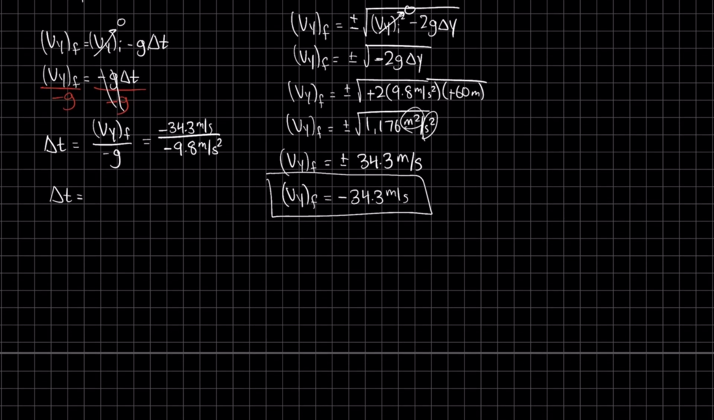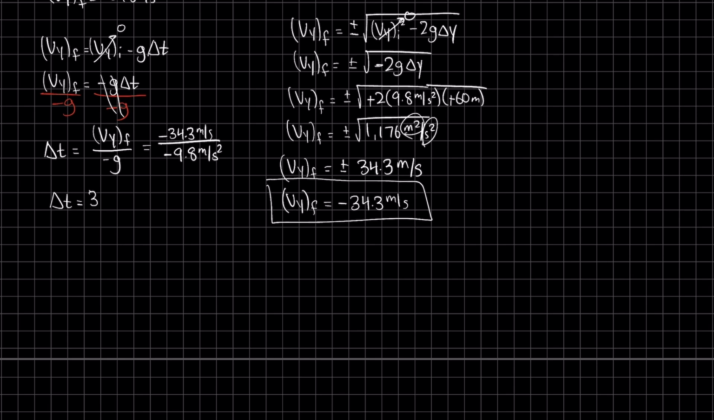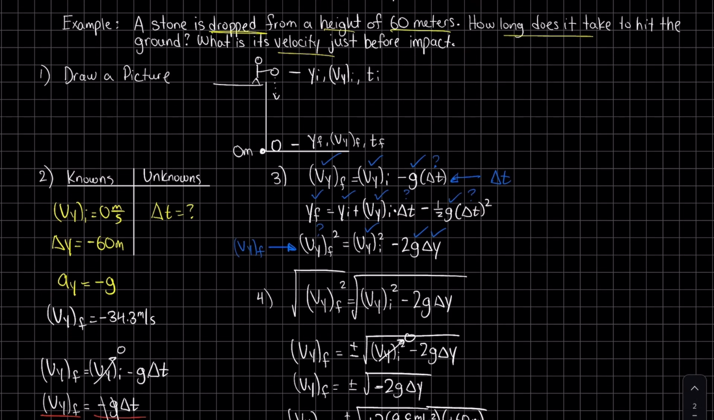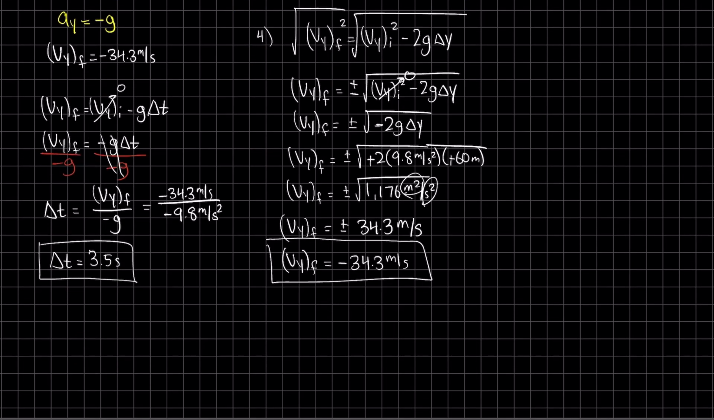Using the calculator, I'm going to get a time interval of 3.5 seconds. I've already talked about how to simplify the units, so I'm not going to go over that anymore. And that'll complete this example on finding the time it takes for an object in freefall to reach the ground and its velocity just before impact. I have one more challenging example for us, and let's take a look at it.